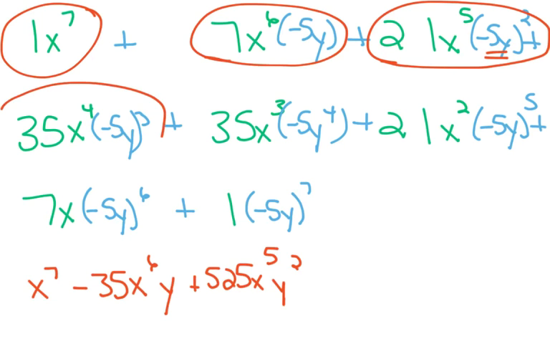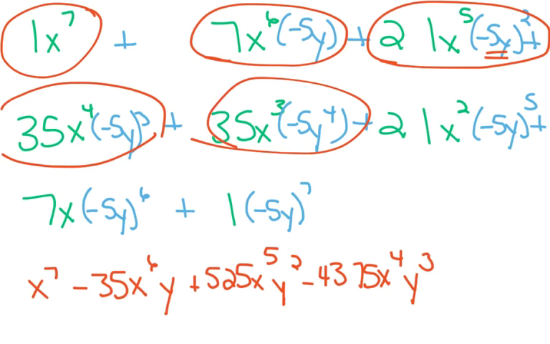All right, the next term, I'm going to multiply 35 times negative 5 cubed. Negative 5 cubed is negative 125, so 35 times negative 125 is negative 4375 x to the 4th y to the 3rd.